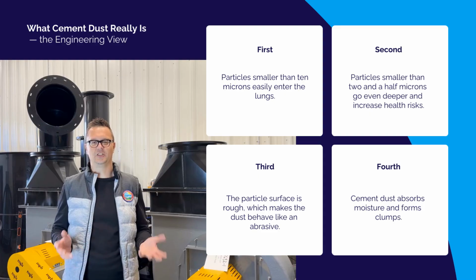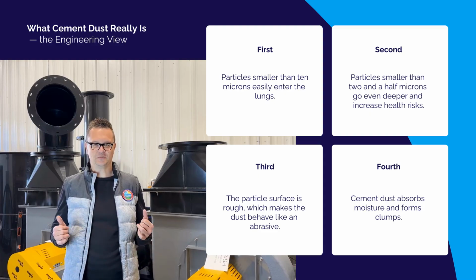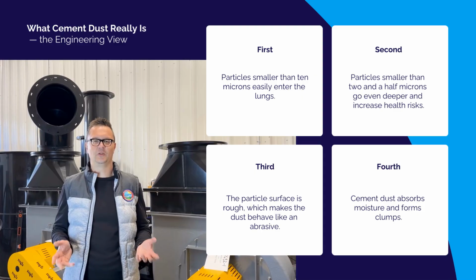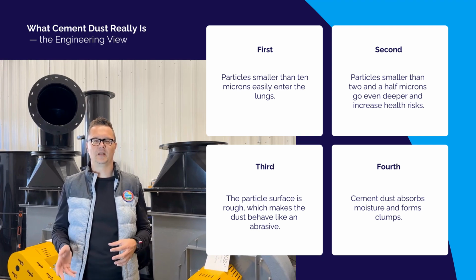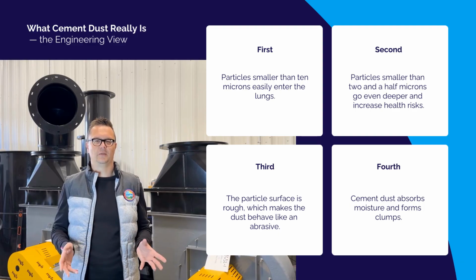What cement dust really is, the engineering view. Cement dust is a mix of mineral particles made of calcium, silica, aluminum, and iron. The size of these particles usually ranges from 1/10 of a micron to about 50 microns. The main active fraction is from 1 to 10 microns.